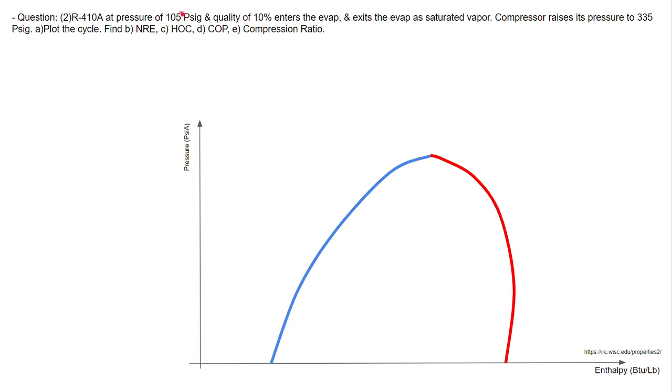So we need to convert 105 psig to psia, which will be 120 psia, and the intersection of 120 psia and the quality of 10% will be point 1, which is the beginning of the evaporator. Then the question tells us that the refrigerant exits the evaporator as saturated vapor. Therefore, this is point 2, where the refrigerant exits from the evaporator and enters the compressor.